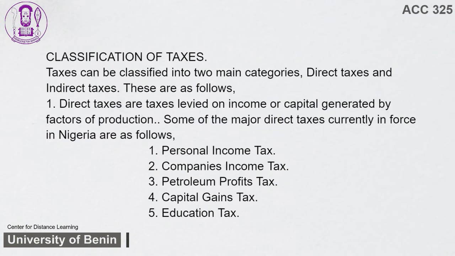Classification of taxes. Taxes can be classified into two main categories, direct taxes and indirect taxes. These are as follows. 1. Direct taxes are taxes levied on income or capital generated by factors of production. Some of the major direct taxes currently in force in Nigeria are as follows. 1. Personal income tax. 2. Companies income tax. 3. Petroleum profits tax. 4. Capital gains tax.